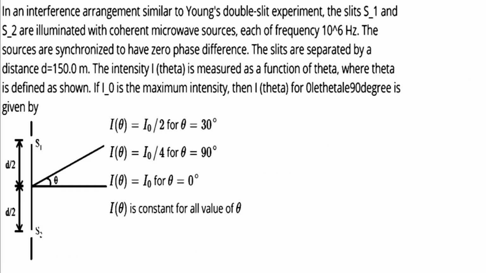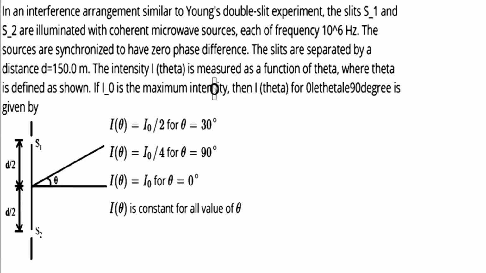Hello, we are given a question, and the question says: in an interference arrangement similar to Young's double slit experiment, the slits S1 and S2 are illuminated with a coherent microwave source, each of frequency 10⁶ Hz. The sources are synchronized to have zero phase difference. The slits are separated by a distance of 150 meters. The intensity I of theta is measured as a function of theta, where theta is defined as shown. Right? This is the value of theta.